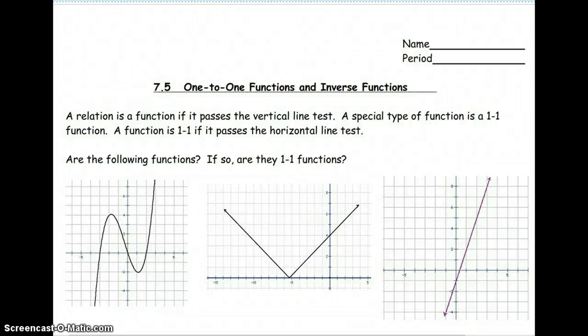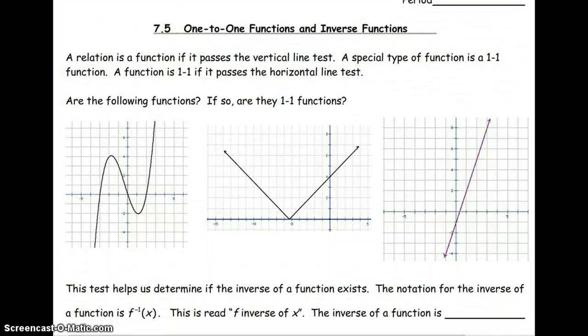Okay, we've got section 7.5, one-to-one functions and inverse functions. Let's read this together. A relation is a function if it passes the vertical line test. That's review. We've done that for a long time. The special type of function is a one-to-one function. A one-to-one function is such that it passes the horizontal line test.